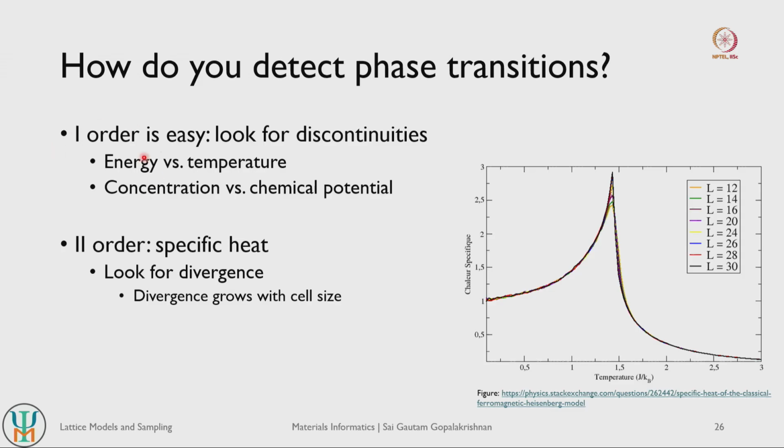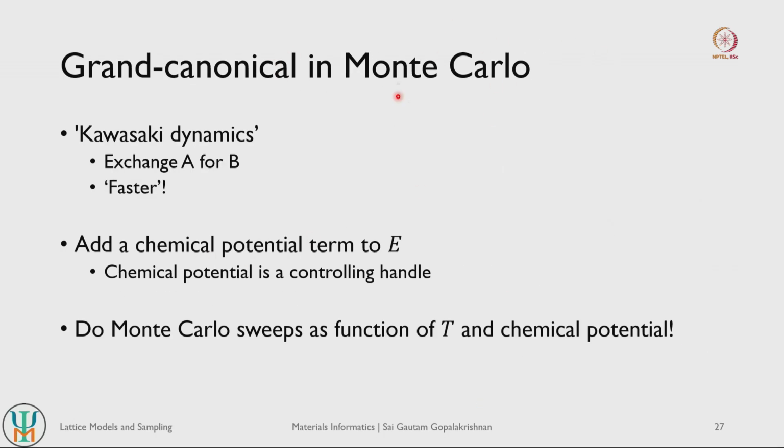So for first order phase transitions, it's easy to distinguish them. For second order phase transitions, you need to look at specific heats. Okay, and in Monte Carlo, especially when you want to construct phase diagrams, you typically do these constructions within the grand canonical ensemble, right. The popular terminology that's used for grand canonical Monte Carlo is Kawasaki dynamics, where you exchange species rather than adding or removing a species.